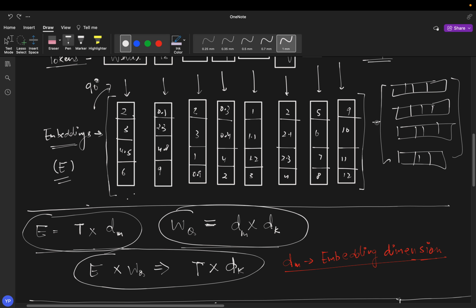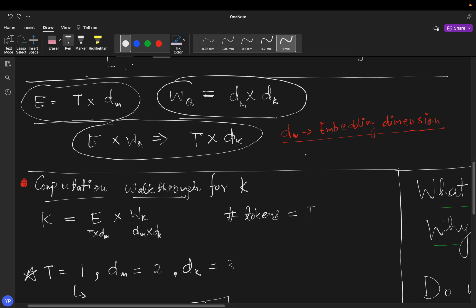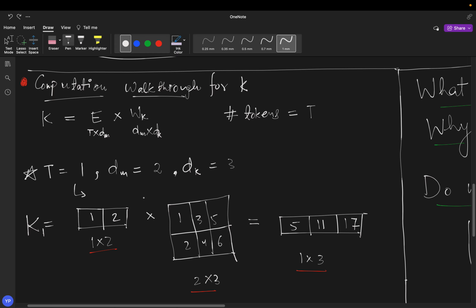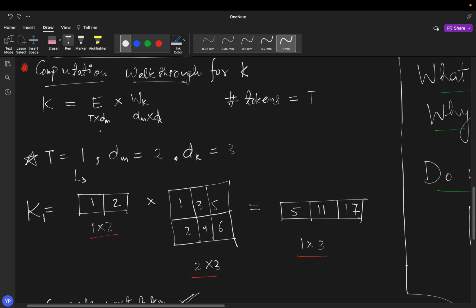Based on that, we can compute E cross W, which gives us the Q matrix, and similarly we can compute the K and the V matrix. So the resulting shape would come out to be T cross DK, right? Again, DM is the embedding dimension, as we call it. Now let's come to K and actually go through the computation walkthrough for K.